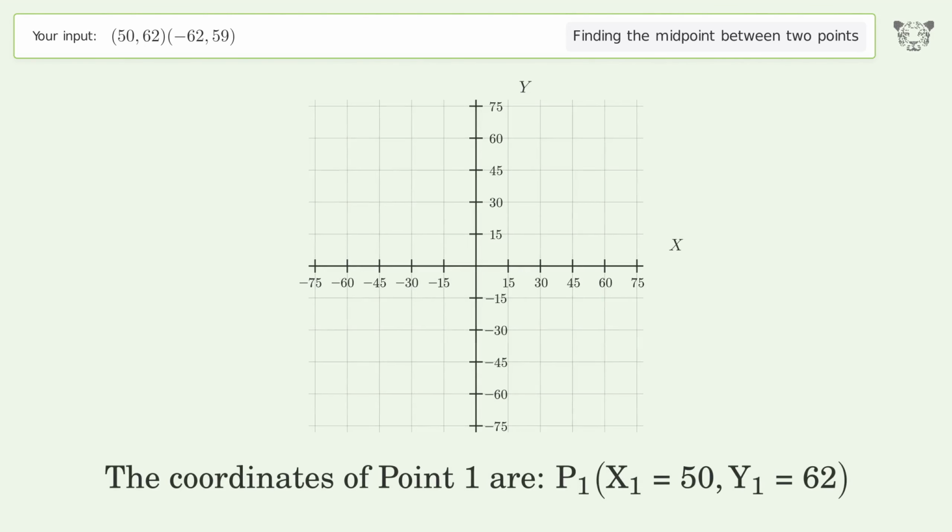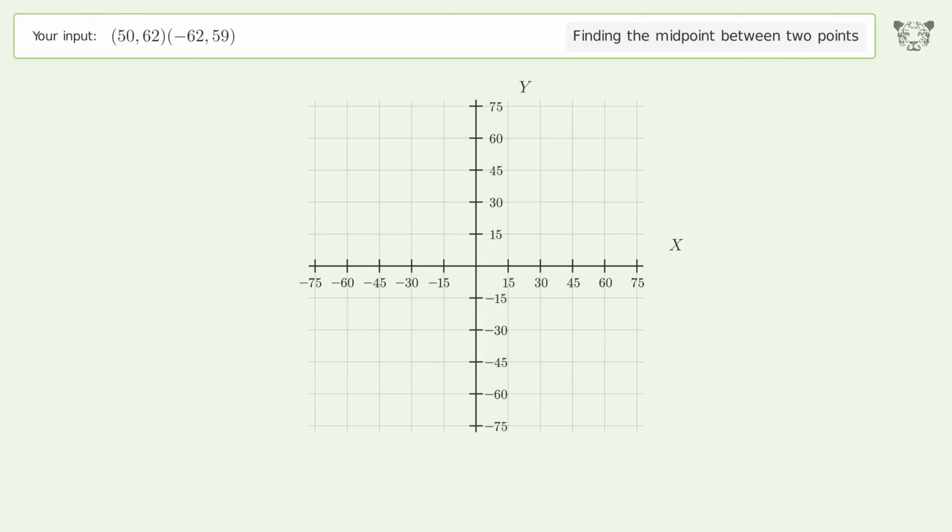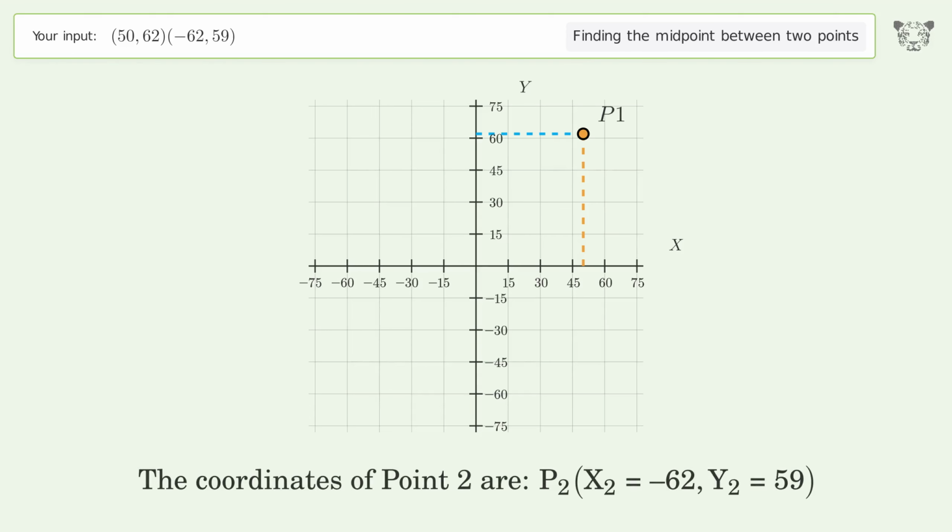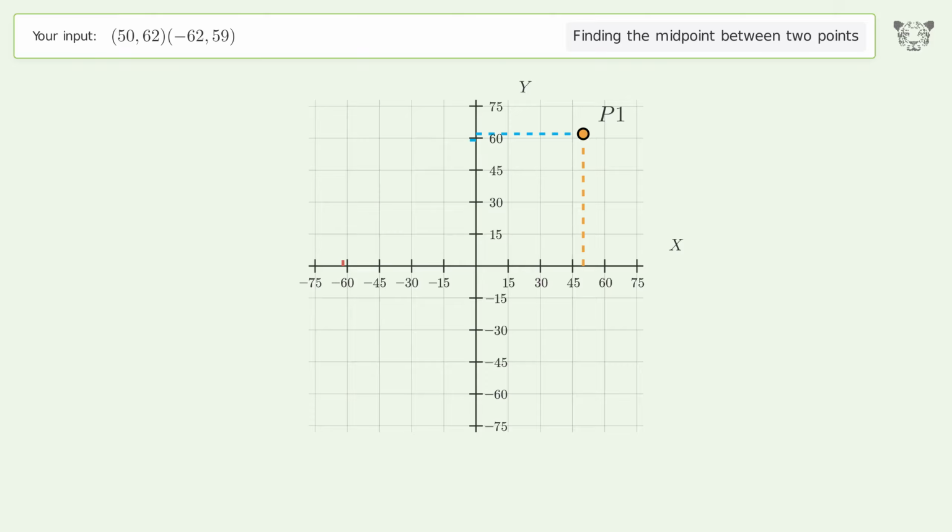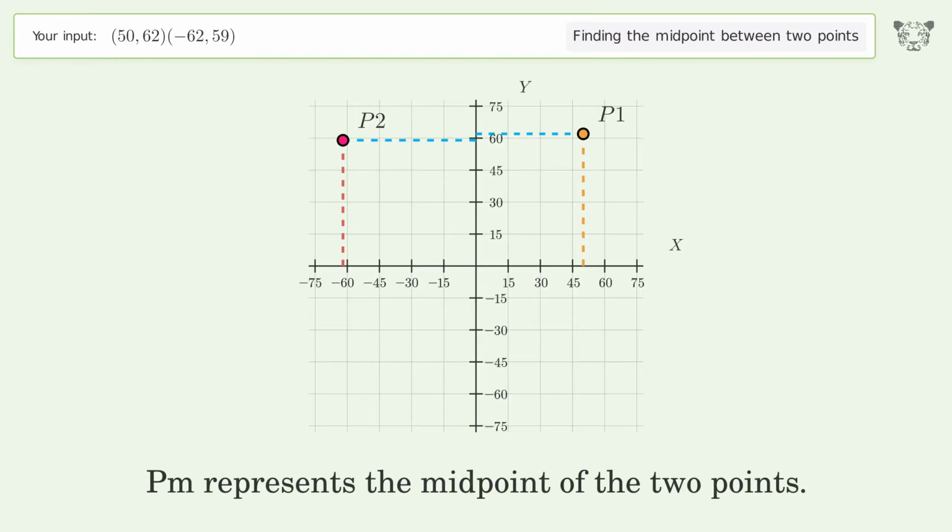The coordinates of point 1 are x1 equals 50, y1 equals 62. The coordinates of point 2 are x2 equals -62, y2 equals 59. PM represents the midpoint of the 2 points.